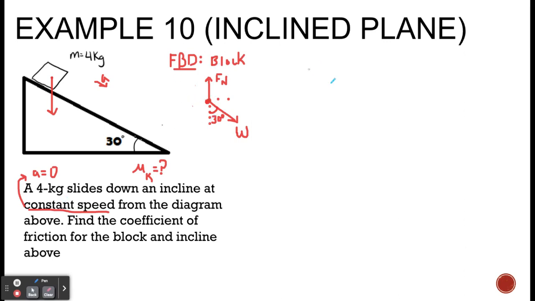But if it's at a constant speed, that means that there is no acceleration in the x direction. So that means that the x component of the object's weight should be the same length as the force of kinetic friction vector, because the net force is going to be 0. So we want that length to be represented as the same length there.